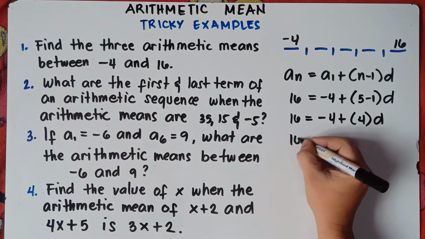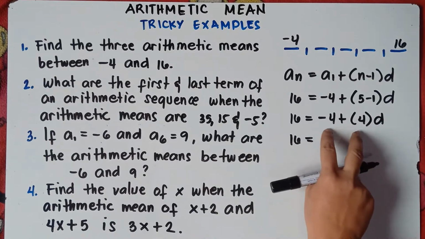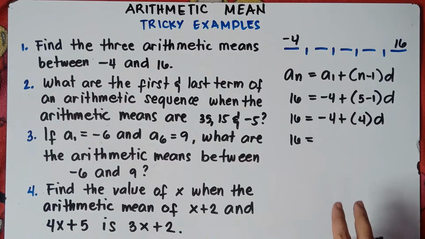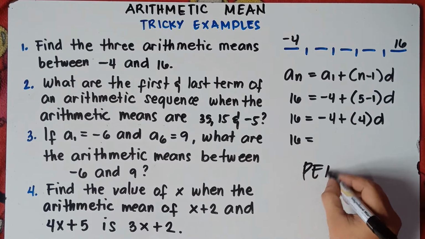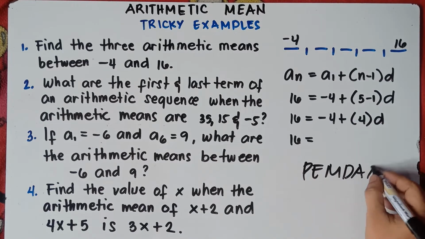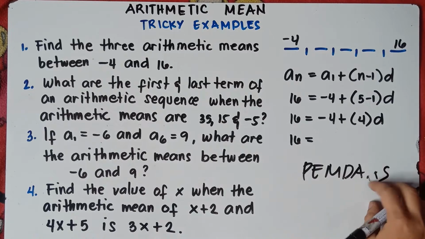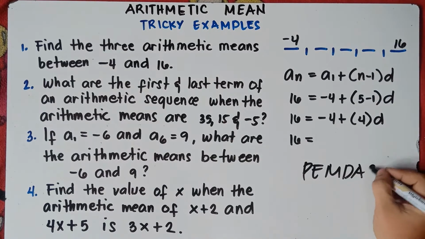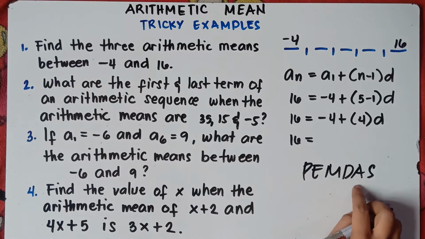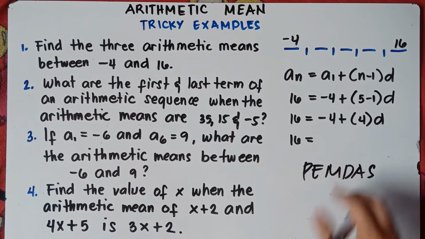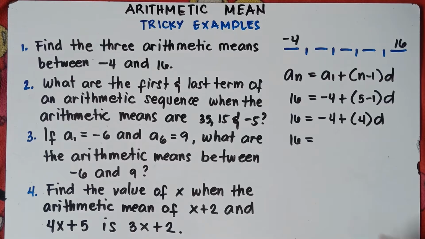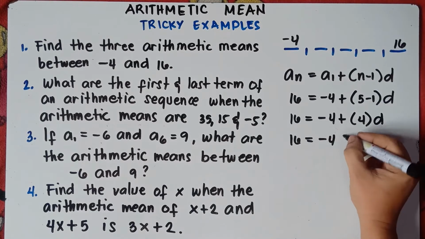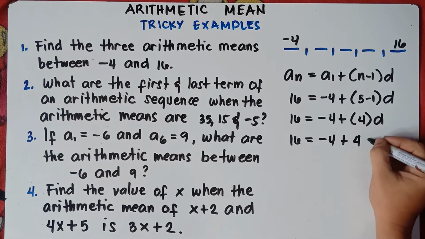So this will be 16 equals, once again, do not add this one, class. Follow PEMDAS: parentheses, exponent, multiplication, addition, and subtraction. Therefore, multiplication comes first before addition, so we need to multiply this one first. This will be -4 plus 4 times D, that would be 4D.